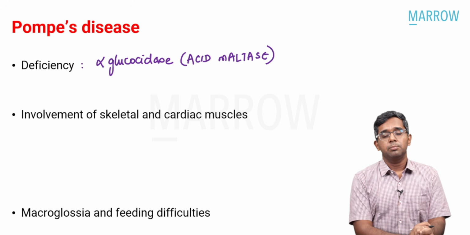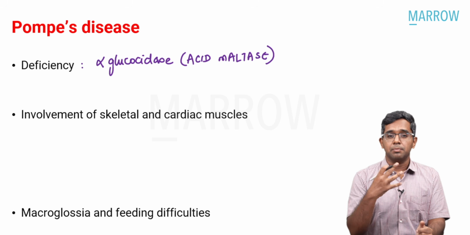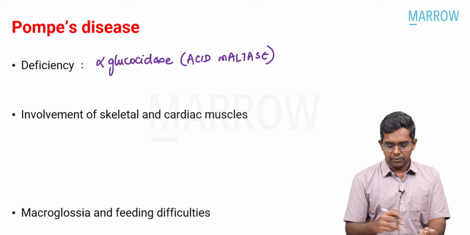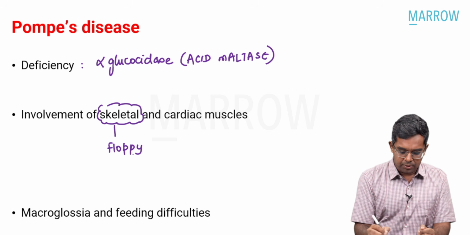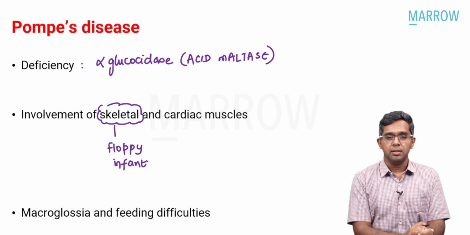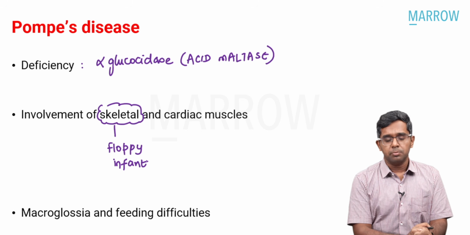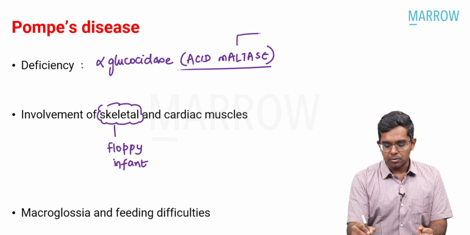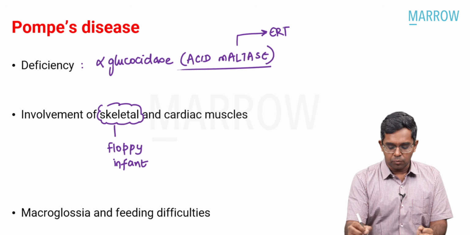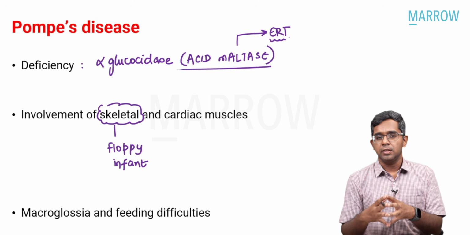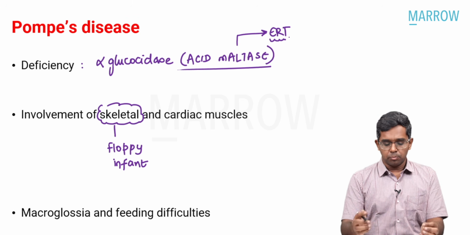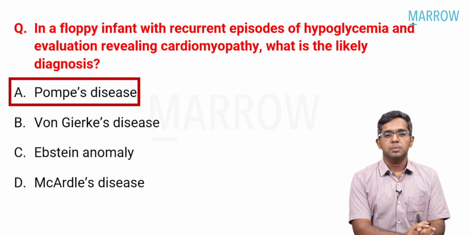The third important point is they can also have associated problems in the form of macroglossia as well as feeding difficulties. Now, involvement of skeletal muscles is the reason for the floppy infant as well. It's an extreme involvement of skeletal muscle, so there is extreme hypotonia resulting in floppy infants. An important point to be noted is that the acid maltase enzyme is also available for ERT. What does ERT stand for? Enzyme replacement therapy. So this is a quick recap of the relevant points for Pompe's disease. That would be the answer for this particular question.